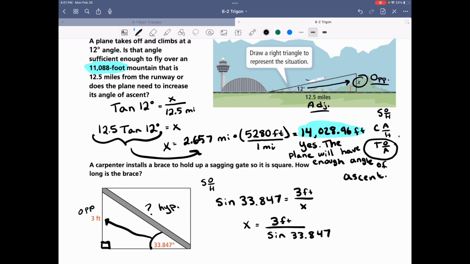3 divided by the sine of 33.847 is equal to 4.5996. I'm just going to round it to 4.6 feet. And that is how long the brace will be.